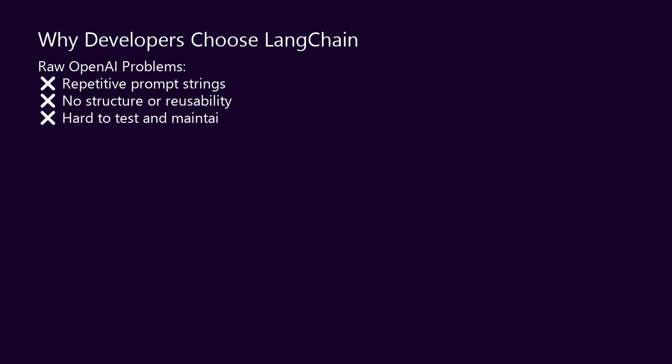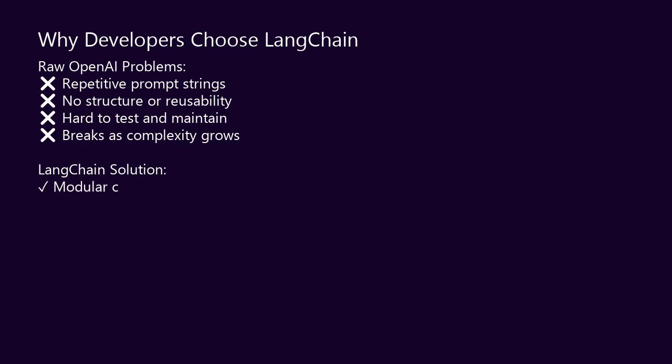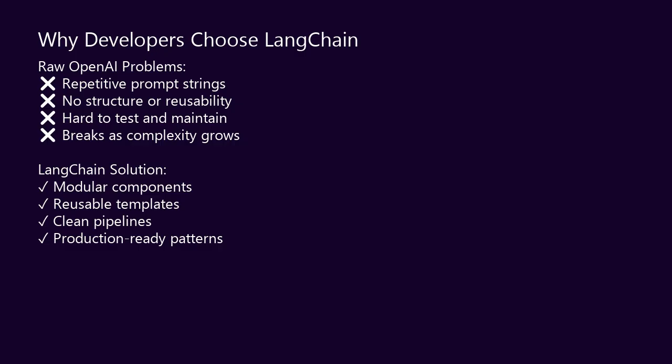Let's be honest. Raw OpenAI code gets messy fast. One prompt today. Two prompts tomorrow. Add some formatting logic. Add error handling. Add context management. Boom. Your clean script becomes unmaintainable spaghetti.